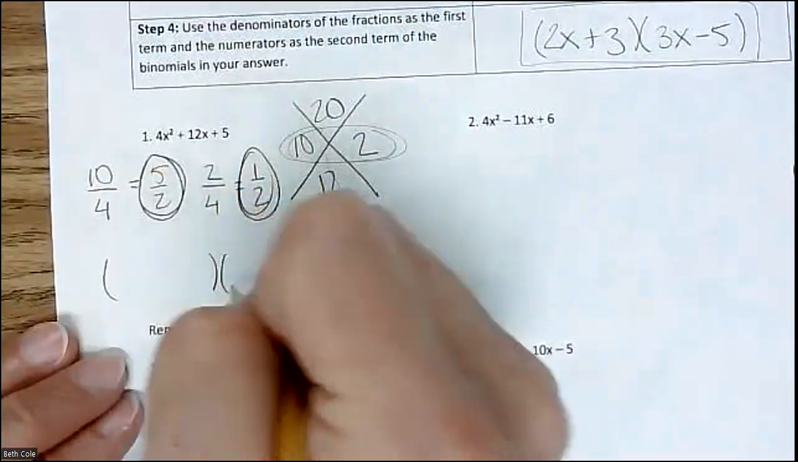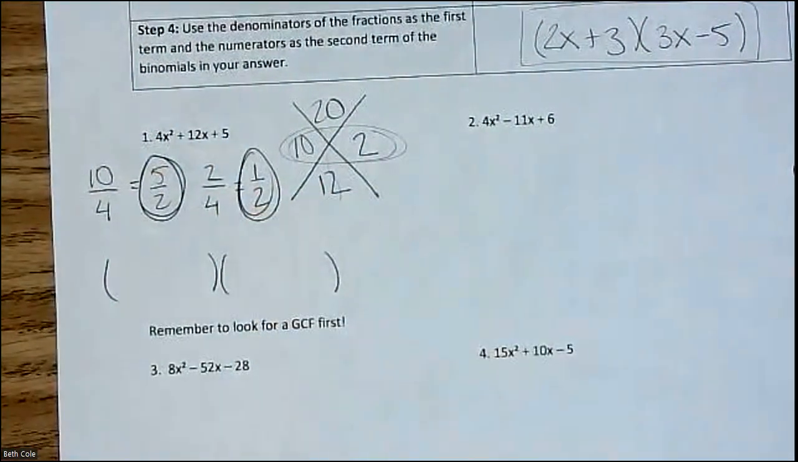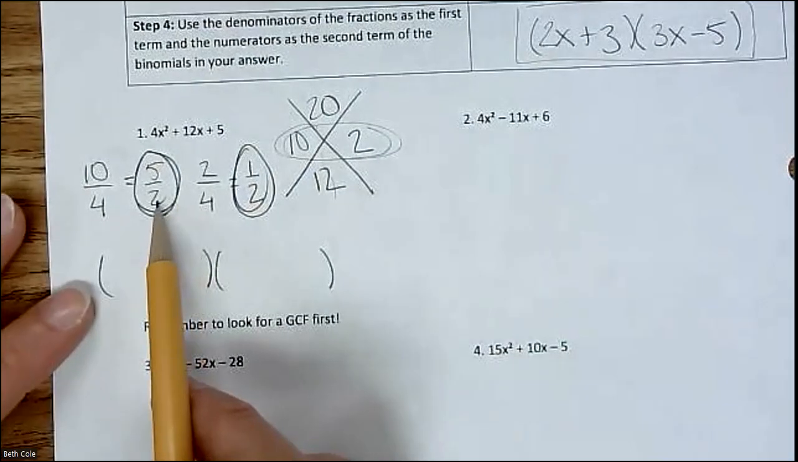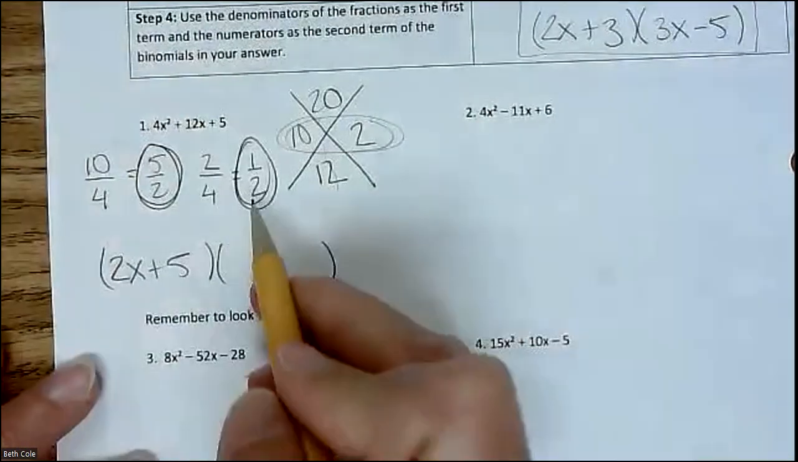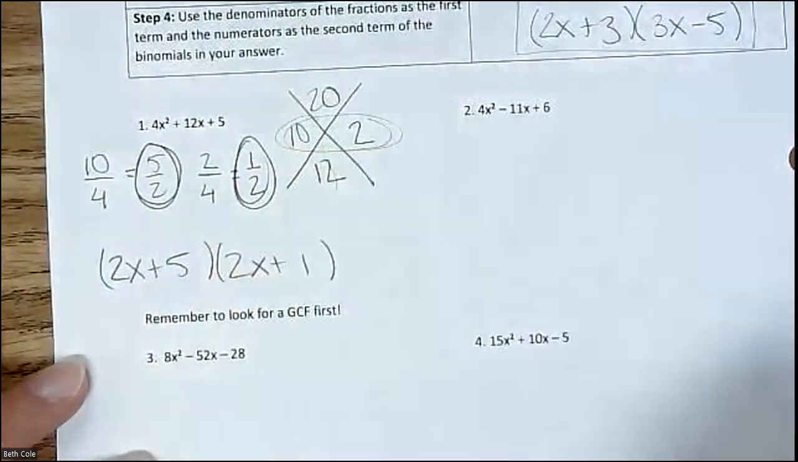Now, when you go to write your answer, again, it should be 2 sets of parentheses. If you want to write it blank, you just have to remember to start with the denominator. So this first one would be 2x plus 5. And the second one would be 2x plus 1.